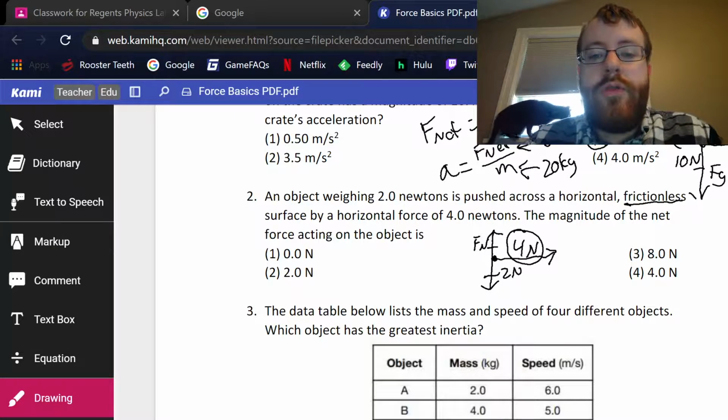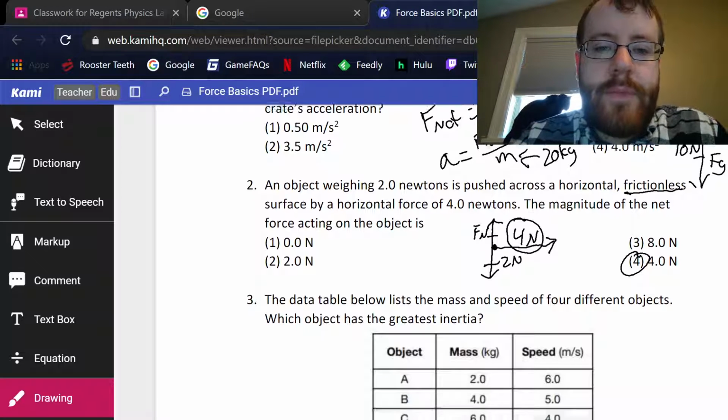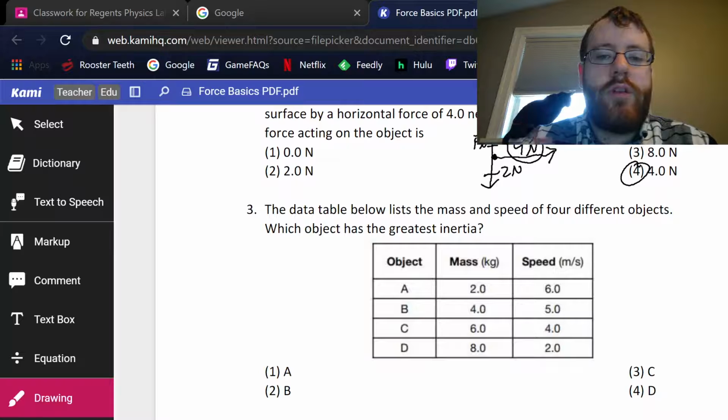Okay, so the one force that matters is that 4 newtons, and that is actually our answer right there. Next question should be really easy.